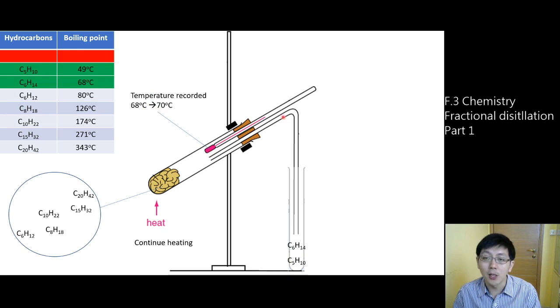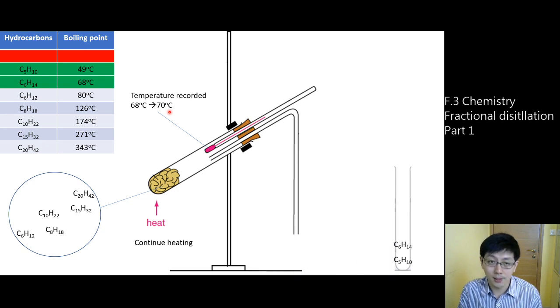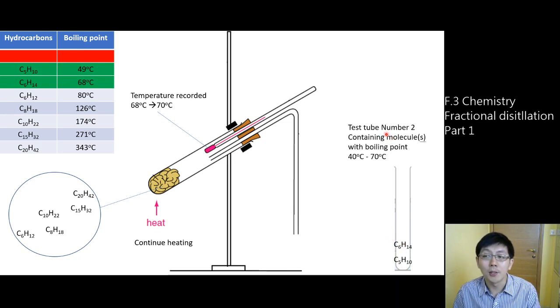When the thermometer here gives the reading of 70 degrees Celsius, okay, fine, I'm going to do this trick again. I remove this test tube. Now this test tube, I mark it as test tube number 2. This test tube contains the substances having boiling points in this range. The reason is I put the test tube here when the temperature was at 40 degrees Celsius, and I remove it when the temperature reaches 70 degrees Celsius.